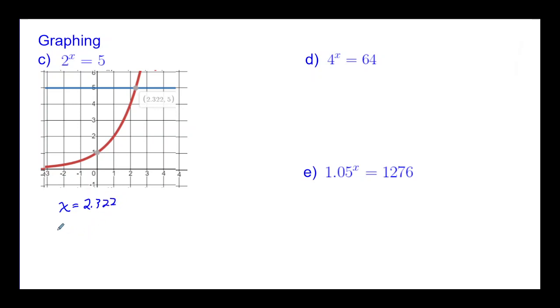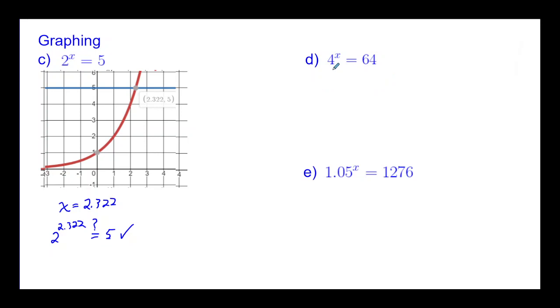And again, you can use your calculator to check. Does 2 to the 2.322 equal 5? I'll put a little question mark, say, does this equal? And once you run that into your calculator, you should see that you get maybe not exactly 5, but it should be pretty darn close to 5.